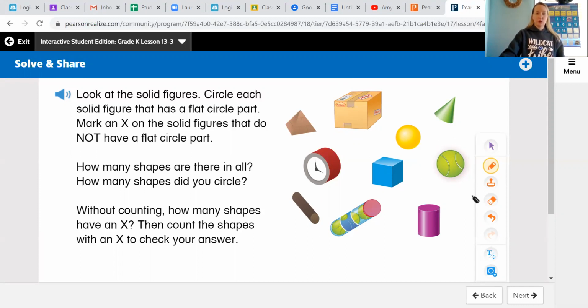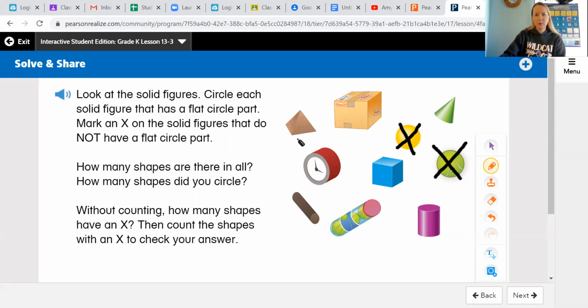So let's start with our 2 spheres. Let me grab my ball again. See this ball? This ball is a sphere. Are there any flat edges, flat spots on this figure? No, there are not. So first we're going to go ahead and cross these off because it wants us to mark an X on the solid figures that do not have a flat circle part. So we know that the spheres do not have a flat circle part.